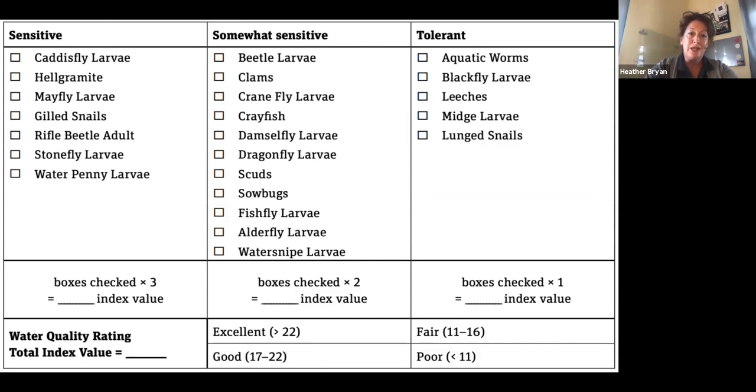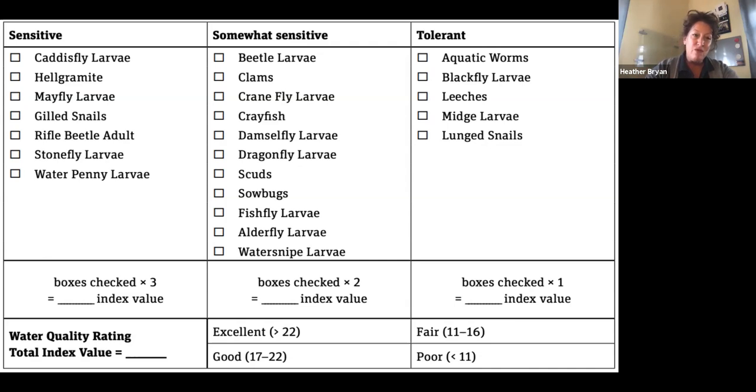Now, do you remember that organism that didn't have any jointed legs but had instead those fleshy protrusions? That's a cranefly larvae that we saw there. So letter D is a cranefly larvae, in the somewhat sensitive zone. But next to it in letter E was the caddisfly larvae. So the caddisfly larvae has the jointed legs and the cranefly larvae does not. You'll have to forgive me there.